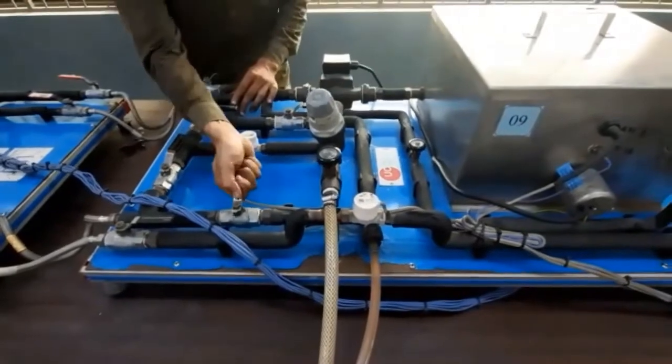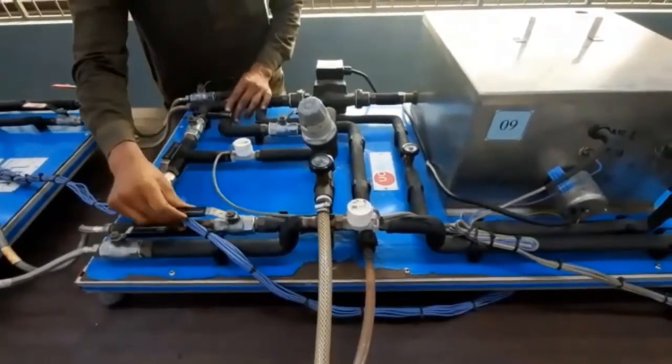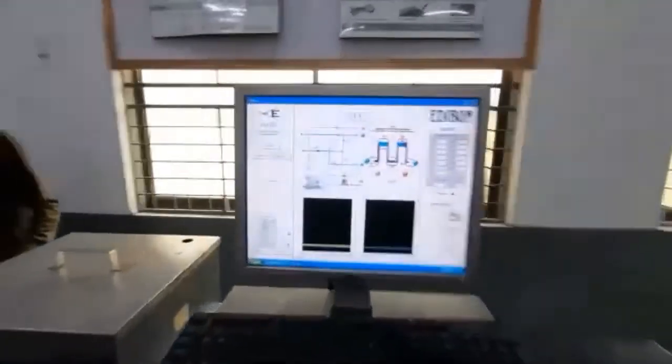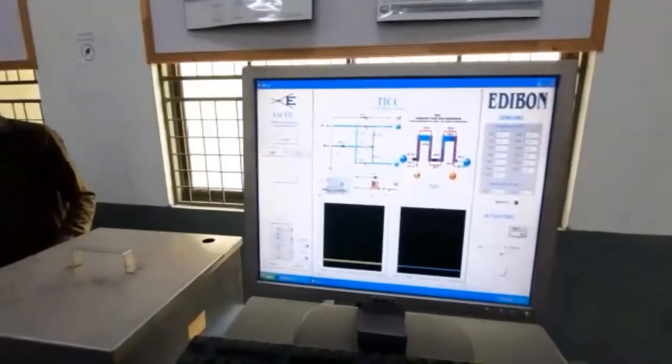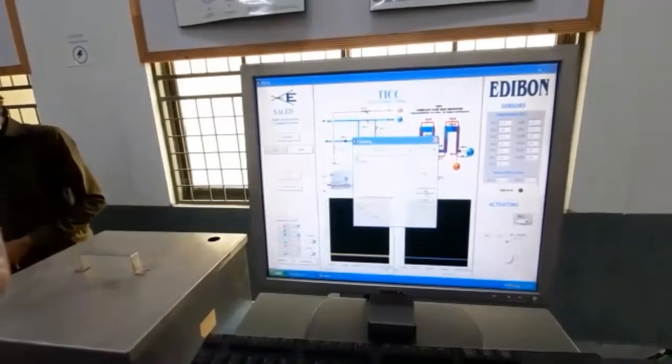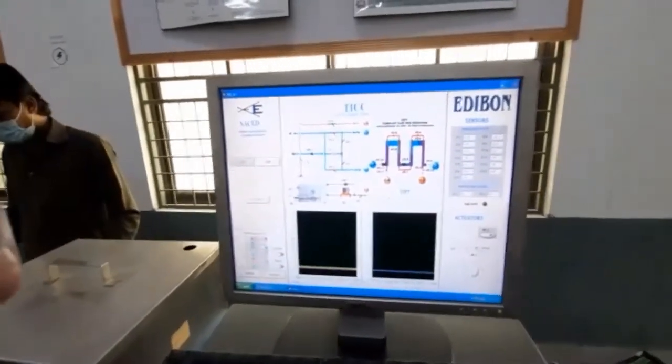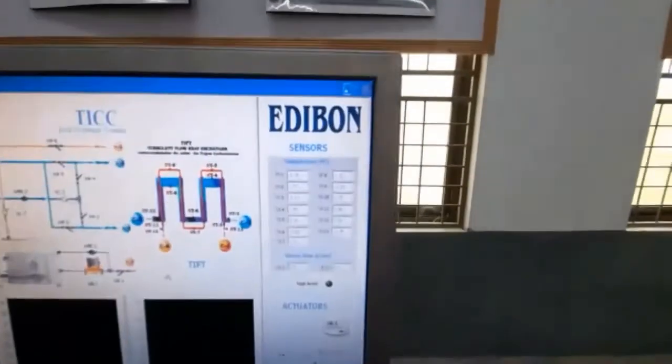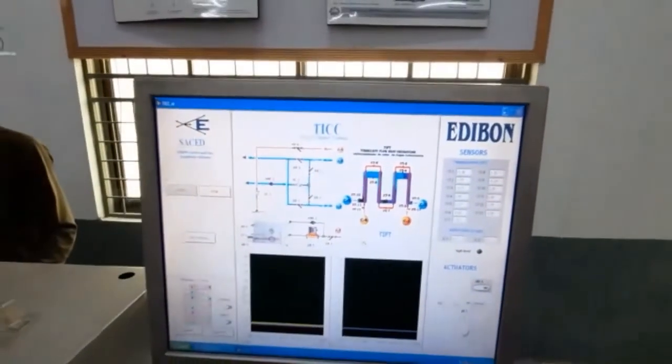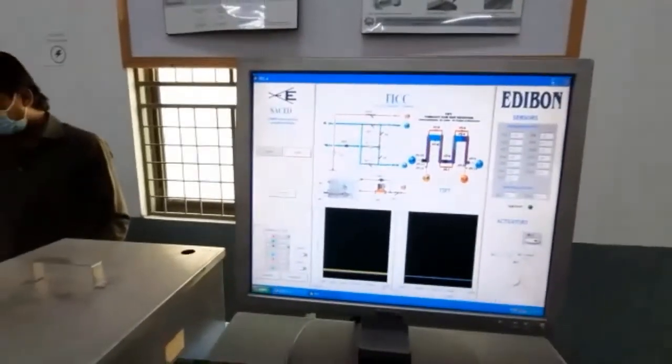This is a counter parallel flow. He is just adjusting the valves. He is opening some valves and closing some valves, and now it is converted to anti-parallel flow. So now we will again start it from the software, and we will again take the readings of temperatures for this anti-parallel flow.